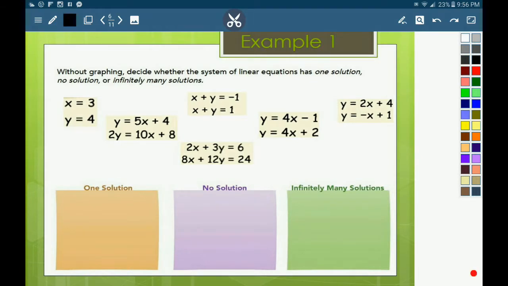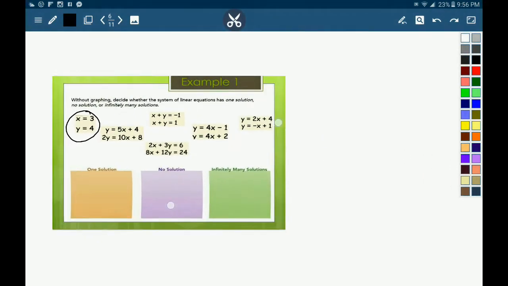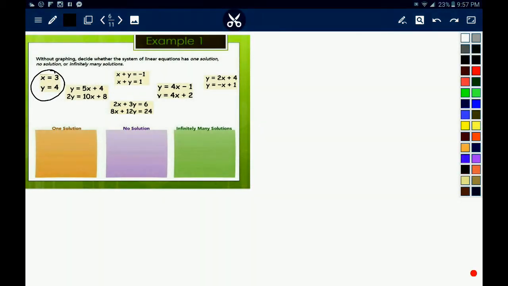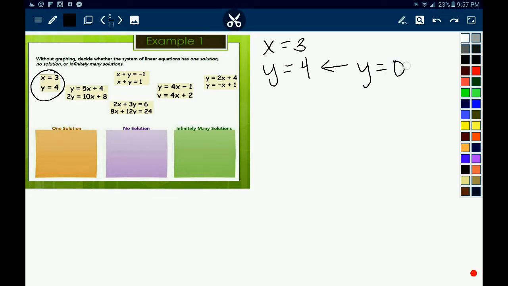So let's start with this one. Okay, we need to figure out what the y equals mx plus b's are in x equals 3 and y equals 4. Well, this one is actually in y equals mx plus b form. It would just technically be y equals 0x plus 4. Now, this situation, this is actually a vertical line, so the slope is undefined. So I'm just going to write slope is undefined. I'm just going to write und.